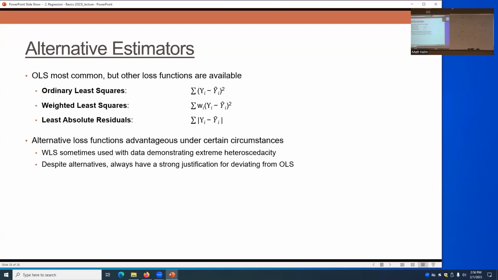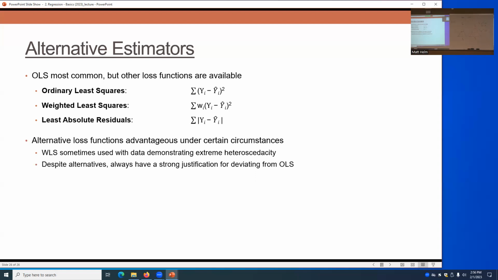But for example, if I have data with extreme heteroscedasticity, and we're going to talk about what that is, then weighted least squares might be a better option. If I've got a situation where I've got problems with heteroscedasticity in my data, weighted least squares is probably a better option. Okay.